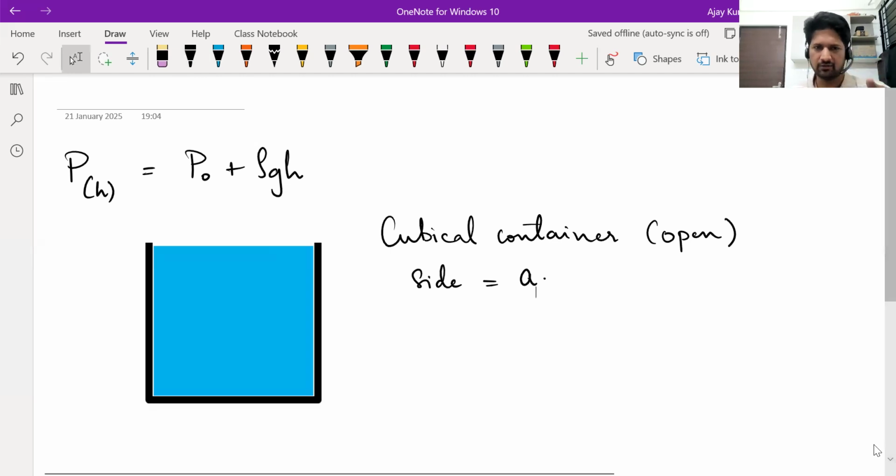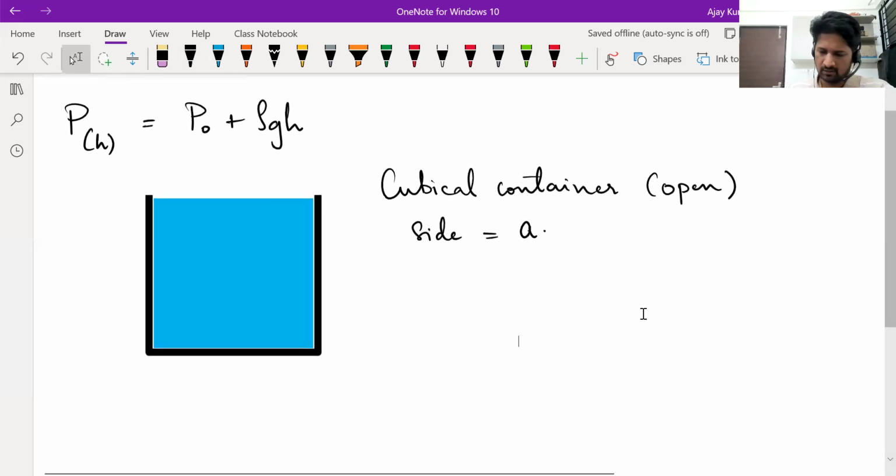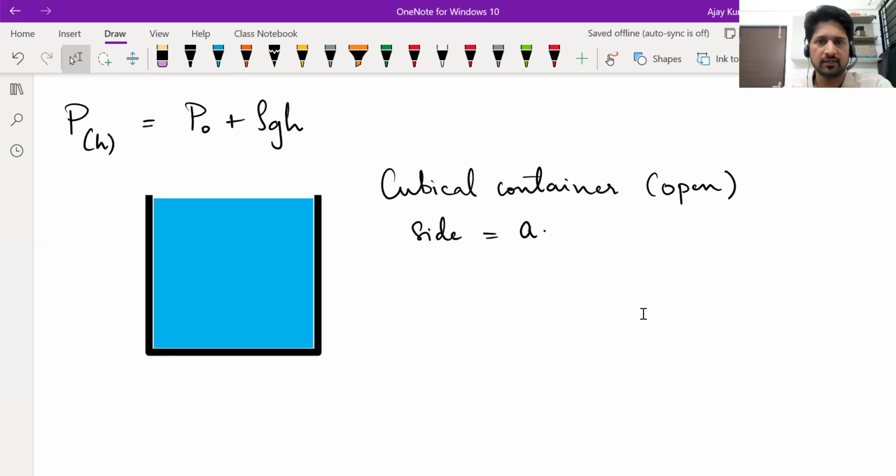Now, this is a side view. You can imagine a cube shaped container in which liquid is filled. Assume the liquid is completely filled up to the top. Now you know how to calculate pressure in a liquid based on the depth. So if you consider this point, and let's say the depth of this point from the free surface is y, then the pressure here will be P naught plus rho g y.